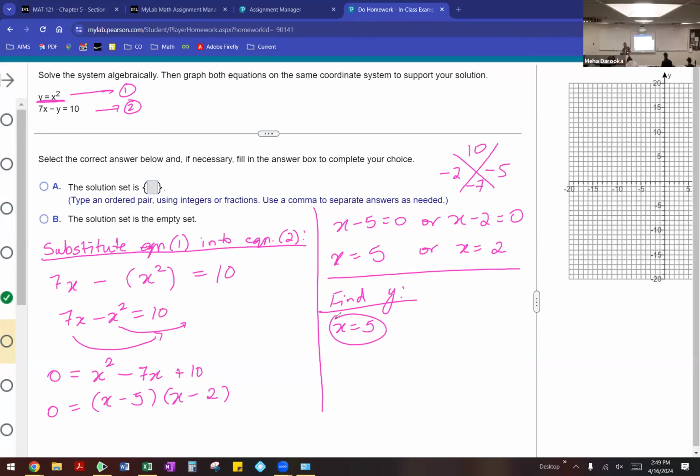And you can use equation 1 or equation 2. I think I'm just going to use equation 1. So you do x equals 5, right? Which will be 5 squared. 5 squared is 25. So your ordered pair would be x value 5, y value 25. For the other x value, x equals 2, again, I'm just going to use the same equation. So that will become 2 squared, which is 4. So that ordered pair will be x equals 2, y equals 4.